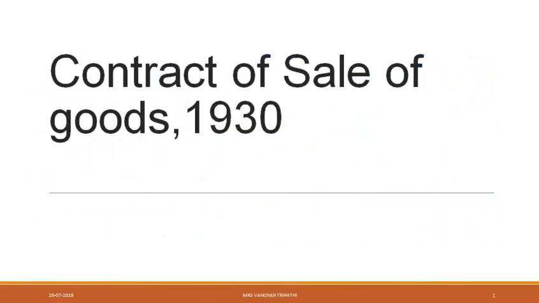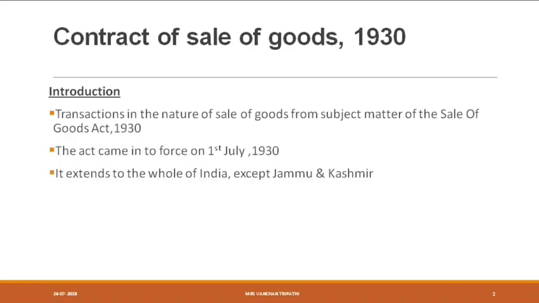So this is the Sale of Goods Act, 1930. This Act talks about transactions in the nature of sale of goods, from the subject matter of sale of goods. The Act came into force on 1st July 1930. It was accepted in the whole of India except Jammu and Kashmir.